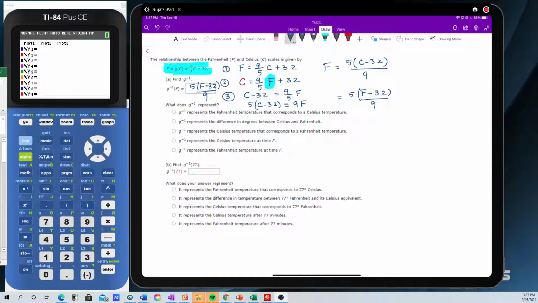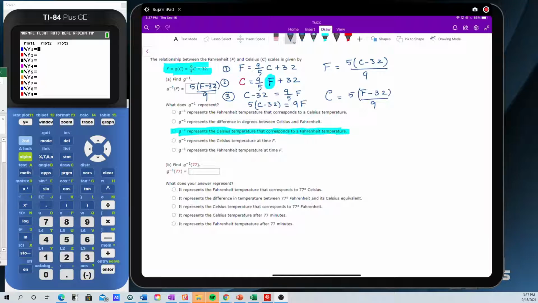So what is it telling me? It gives me that this G inverse of f is representing the Celsius temperature that corresponds to the Fahrenheit temperature.